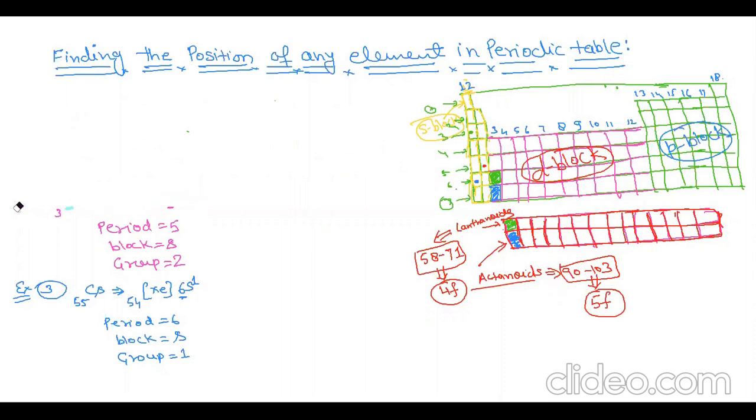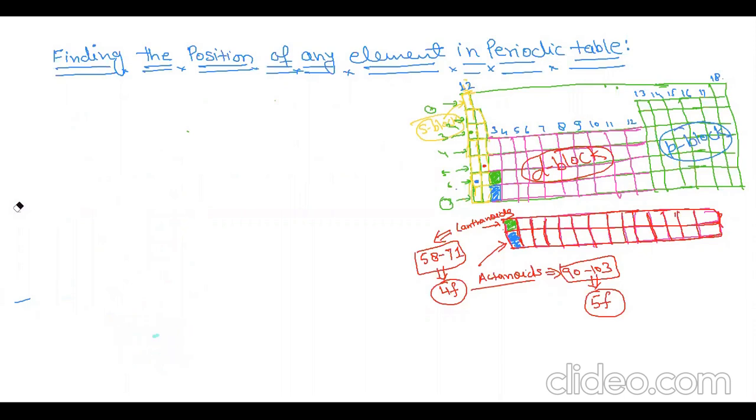Finding the period is always the maximum number, okay? And for the group number, there is a different rule. Next, I am taking the example of nitrogen, atomic number 7. First the electronic configuration: 1s2, 2s2, 2p3. The last electron is coming to 2p3, so the largest number here is 2, then the period is 2. And since the last electron is coming into the p orbital, the block is the p block.